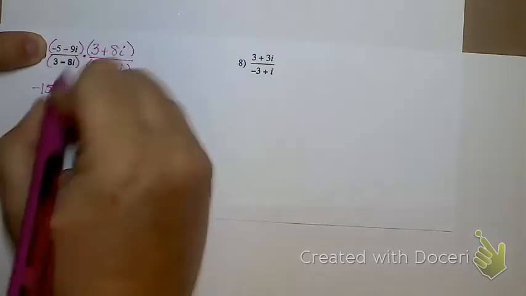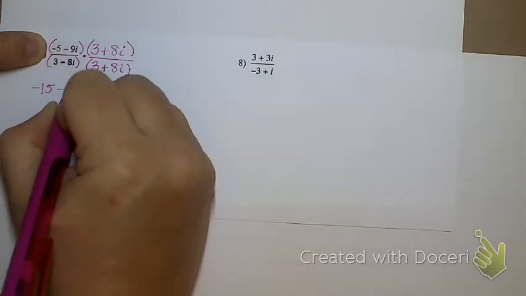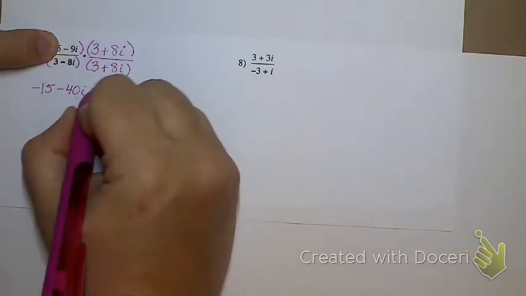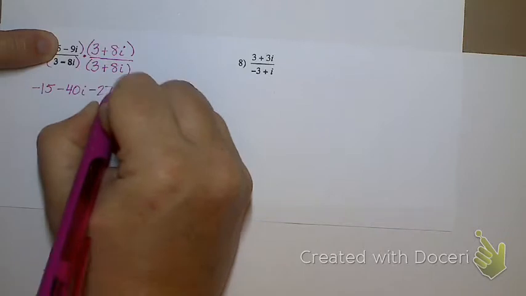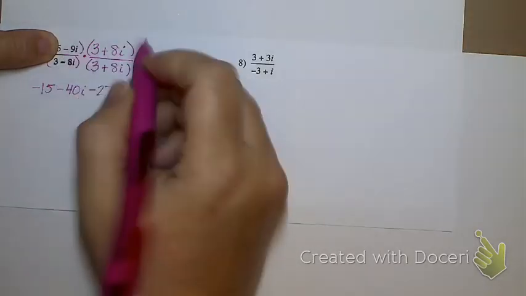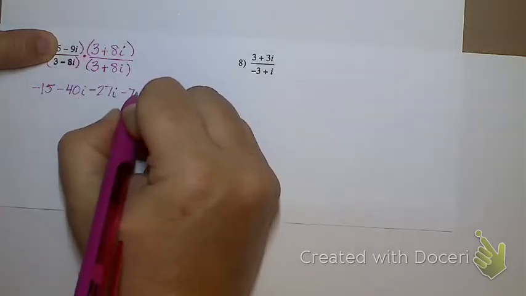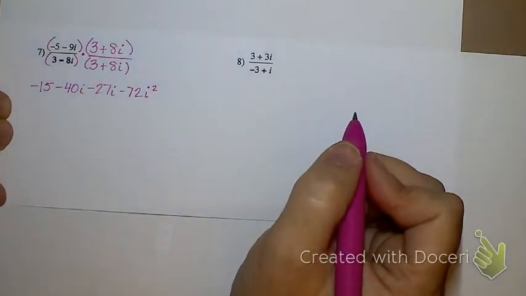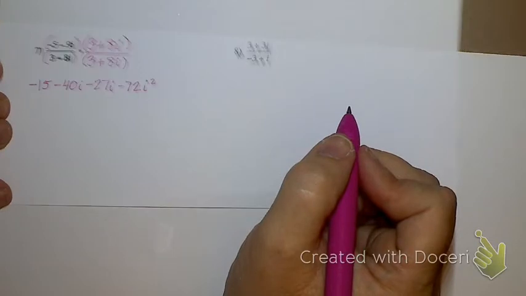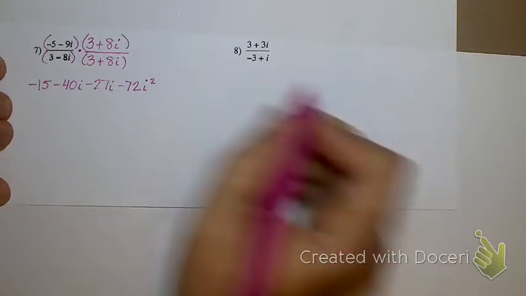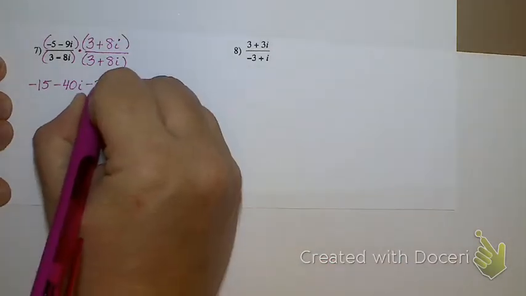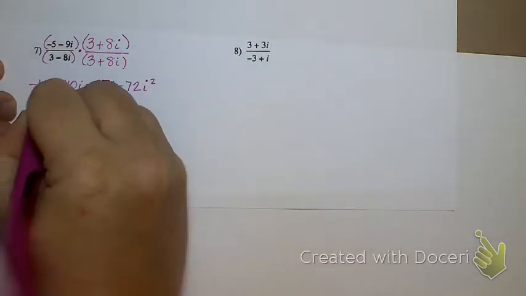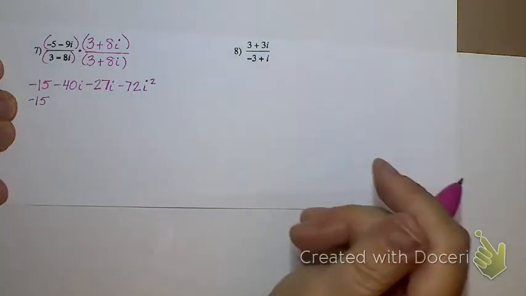Negative 5 times 8i is negative 40i. Negative 9i times 3 is negative 27i. And negative 9i times 8i would be negative 72i squared. Does it say negative 27? Yes, it does. Okay. So negative 50. I'm going to simplify this as far as it'll go, and then I'll do the denominator, and then I'll put them all together.